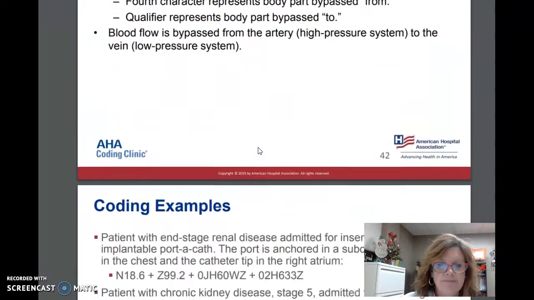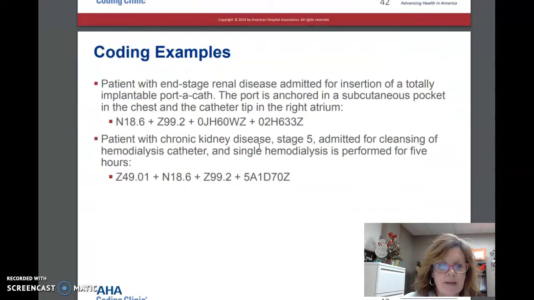All right. So coding examples, let's just kind of go through here. Patient with end-stage renal disease admitted for insertion of a totally implantable portacath. So it's anchored in the chest, the catheter tipped in the right atrium. So here we have our code for the end-stage renal disease. Okay.